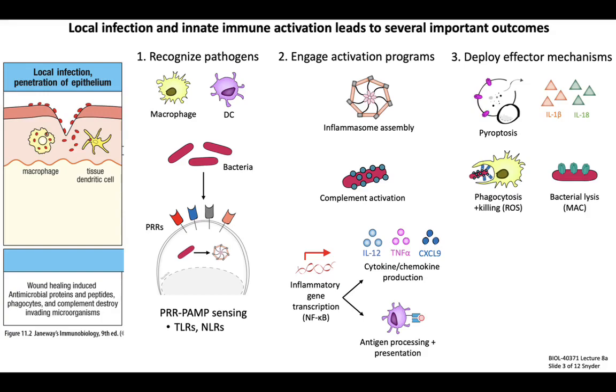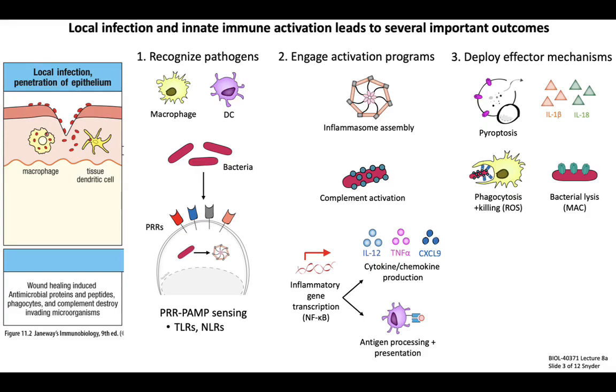The effects of these activation programs in innate immune cells lead to the execution of effector functions, which again is the third goal of the immune response. We've learned about a bunch of these, including several mechanisms that act locally to eliminate pathogens at the site of infection. These include programmed cell death, such as pyroptosis, which is accompanied by IL-1 family cytokine secretion.